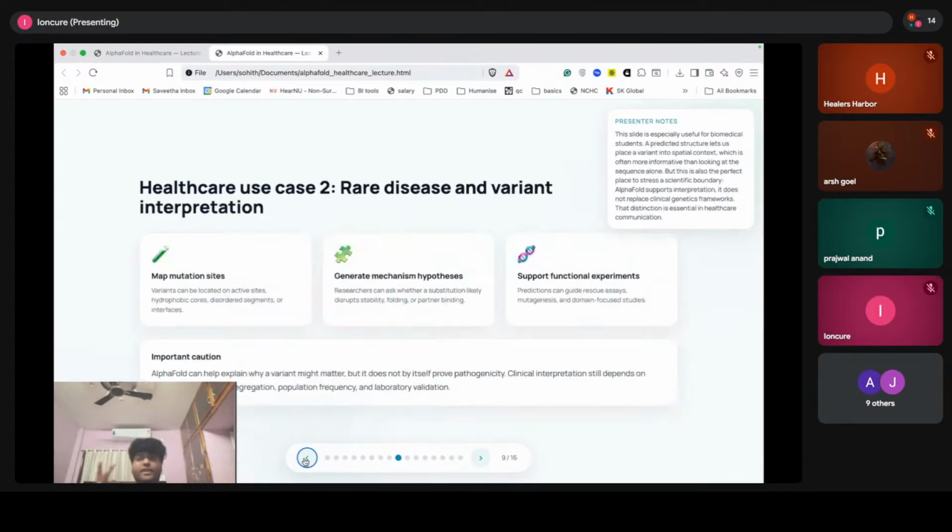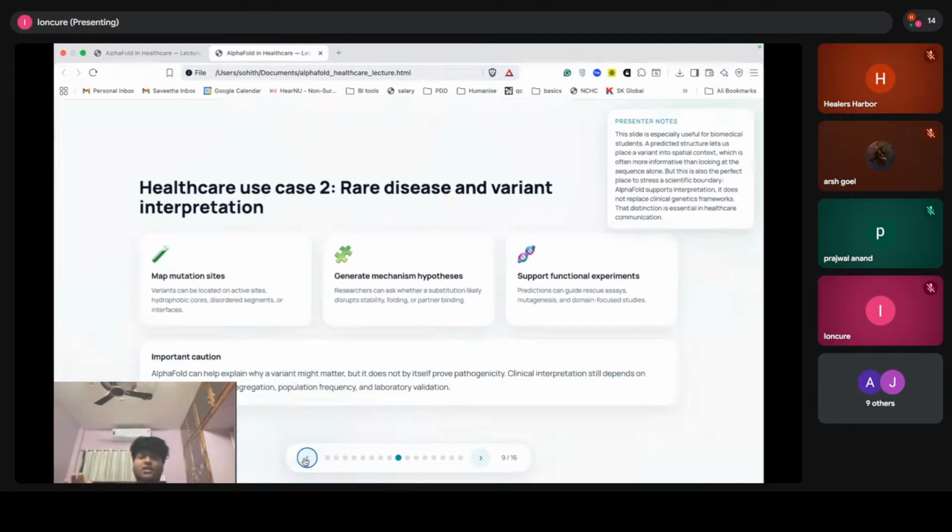And the second use case over here is rare disease and variant interpretation. Here you can map mutation sites. Variants can be located on active sites, hydrophobic cores, and also disordered segments or interfaces. And from there, researchers can ask whether a substitution in that specific part likely disrupts stability, folding, or binding, to generate hypotheses. And then you support it with functional experiments, like those predictions can actually guide you to make your own rescue assays, mutagenesis studies, or domain-focused studies.